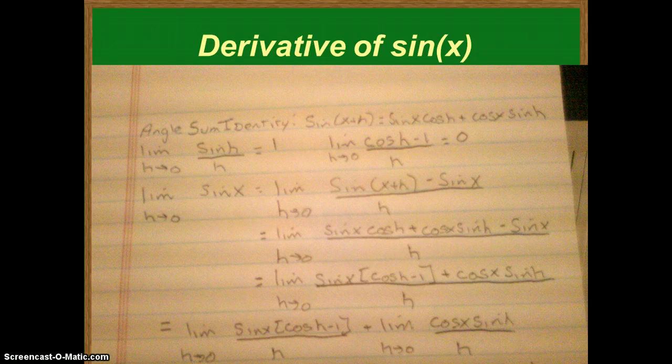First, you may remember that the angle sum identity equals the following. The sine of x plus h would be the sine of x times the cosine of h plus the cosine of x times the sine of h. Also, from previous sessions in this class, the limit as h approaches 0 of the sine of h over h equals 1, and the limit of the cosine of h minus 1 over h as h approaches 0 would equal 0.